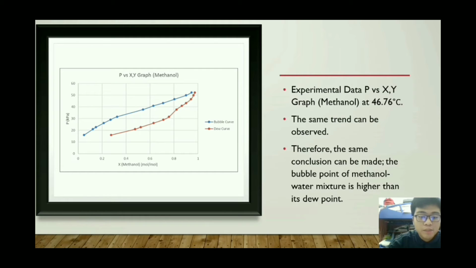Comparing it to the experimental data for the methanol water mixture at temperature 49.76 degrees Celsius, the same trend can be observed. The bubble curve increases somewhat linearly and the dew curve increases in an exponential trend. The bubble point is also observed to be above the dew curve. Therefore, the same conclusion can be made. The bubble point of the methanol water mixture is higher than its dew point.